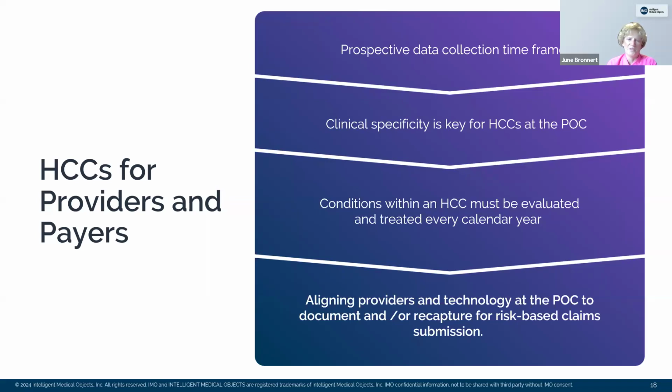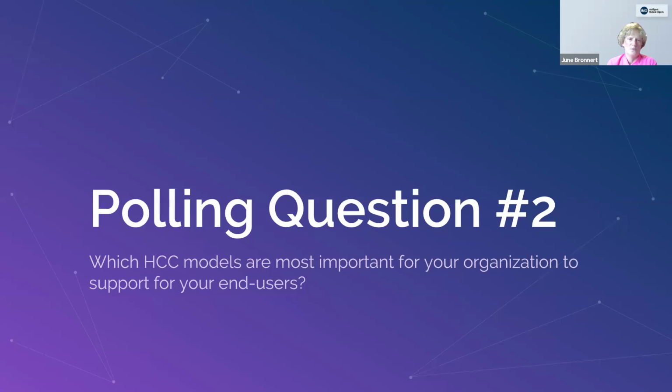And now it is time for our second poll question. Which HCC models are most important for your organization to support your end users? And you can see the choices on the screen. So Jordan, will you please launch the poll? Yep. So is it CMS version 24, CMS version 28, HHS for ACA, CDPS for Medicaid, end-stage renal disease, or PACE for elderly populations. Just going to give it a few seconds while everyone responds, and then I'll push it back to you, June.